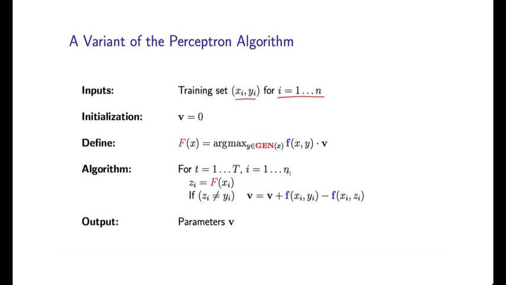We go over the examples one by one, so we have i equals 1 to n. And this is the critical step. At each point, we find the highest scoring tag sequence under the current model. If it's not correct, we make some update to the parameters.